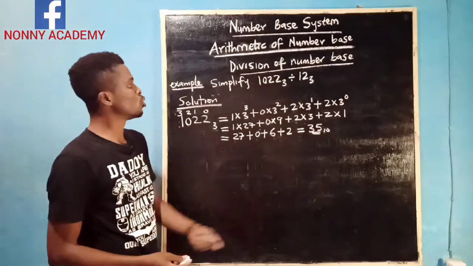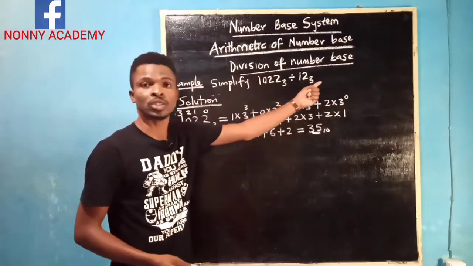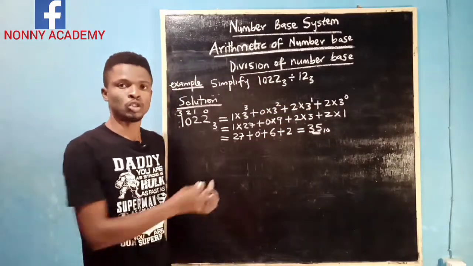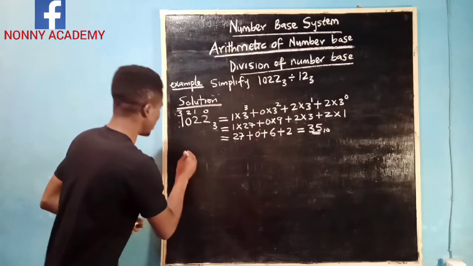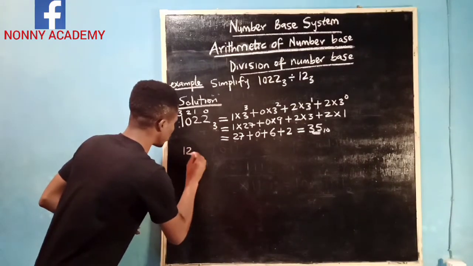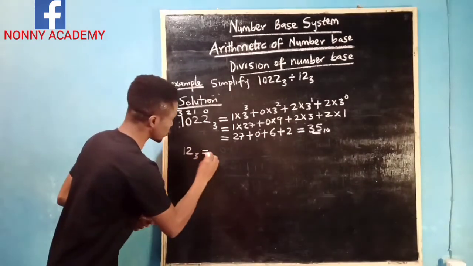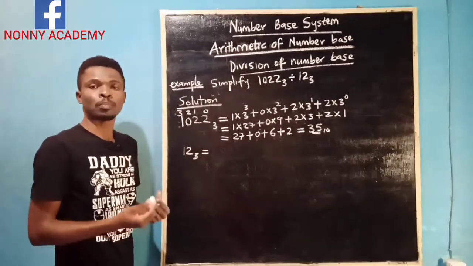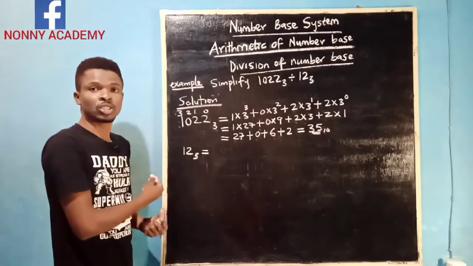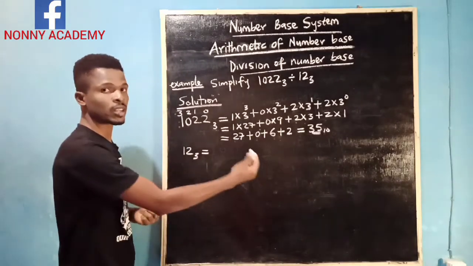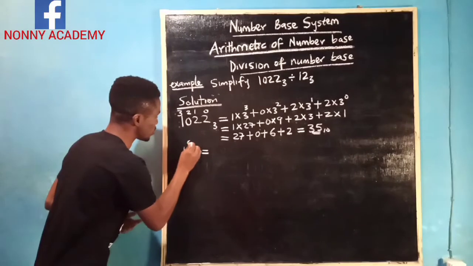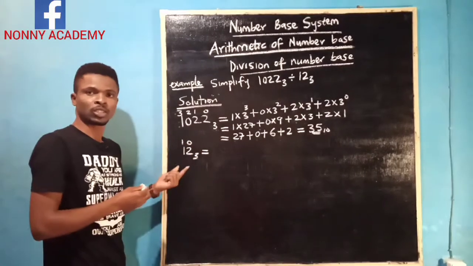The next thing I will do is to convert 12 from base 3 to base 10 using the same method. So here we have 12 base 3. Converting this to base 10, I will start by putting a power on each of the digits, starting from 0 from my right hand side down to my left hand.